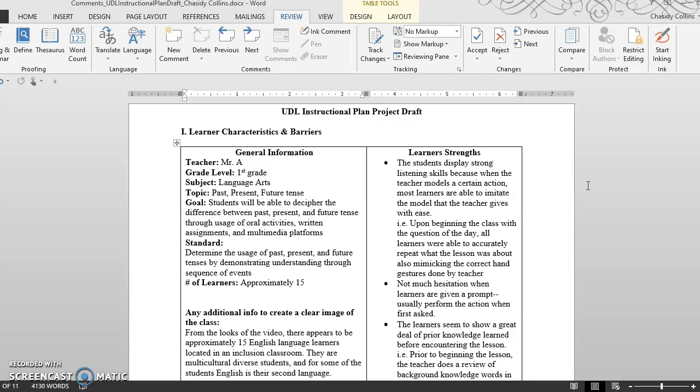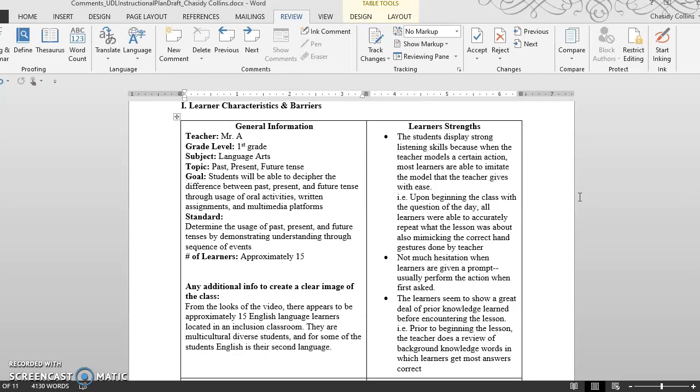The goal of his lesson was that students will be able to decipher the difference between past, present, and future tense through usage of oral activities, written assignments, and multimedia platforms. And the standard was for the students to determine the usage of past, present, and future tenses by demonstrating understanding through sequence of events. And the number of the learners was approximately 15 students.